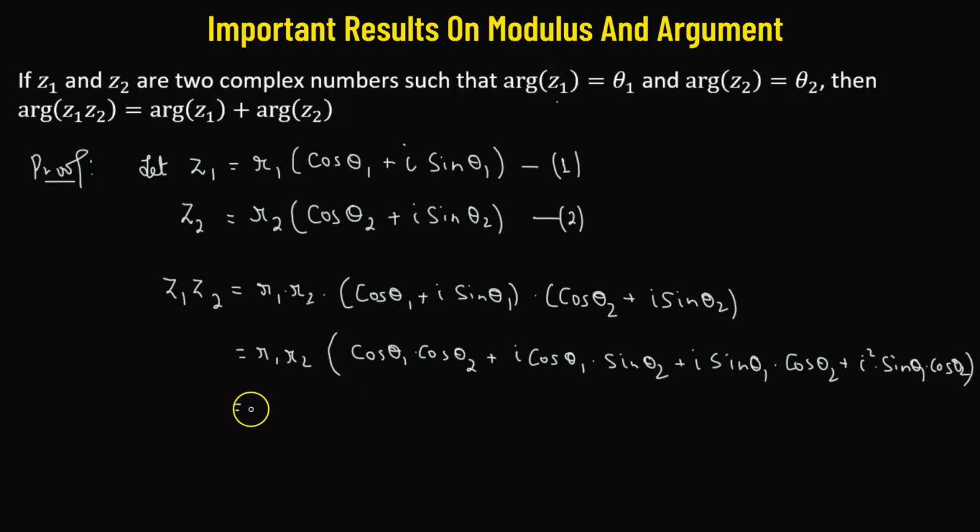So this will be equal to r1 times r2. So we will combine the first term and the last term, because here we have i squared and we know that the square of iota simply equals negative 1.